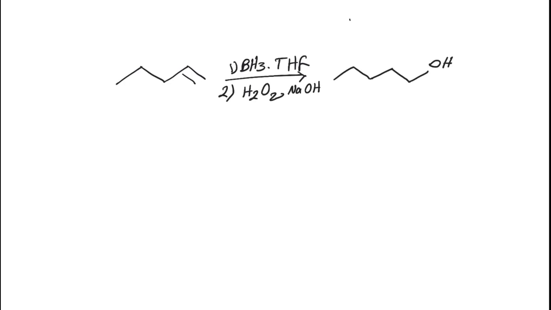Look at the sp2 carbons. This carbon has 1 hydrogen, the other one has 2 hydrogens. So in anti-Markovnikov, we should add hydrogen to the carbon with fewer hydrogens, this carbon. And OH to the carbon with more hydrogens, this one. Question? So this is anti-Markovnikov addition. There is no rearrangement. And it is a syn addition.